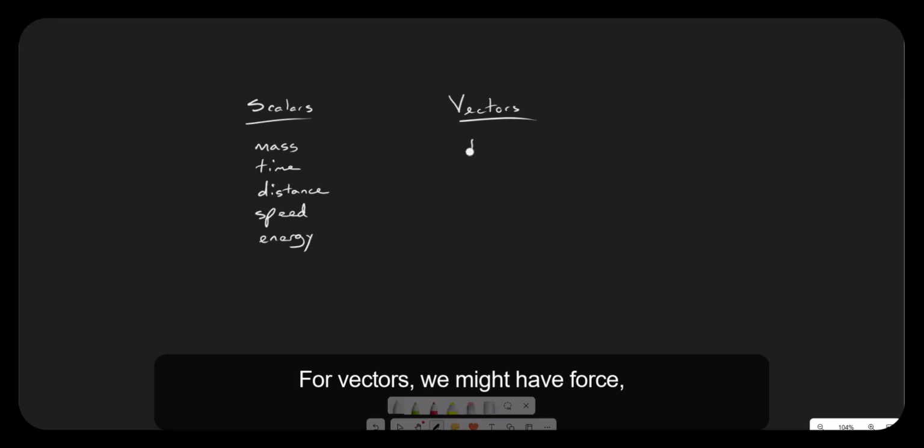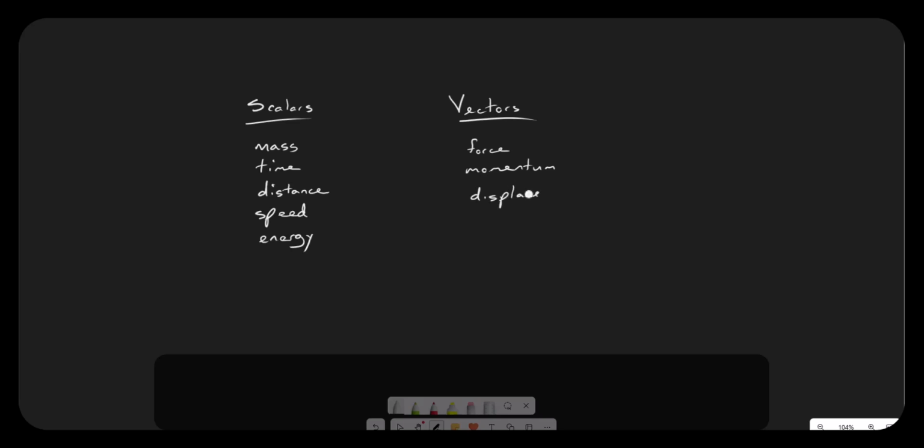For vectors, we might have force, momentum, displacement, velocity, acceleration.